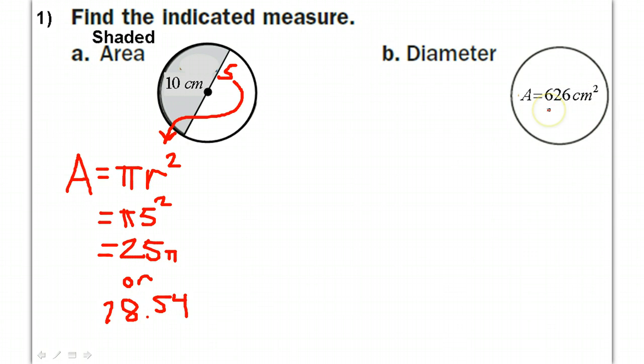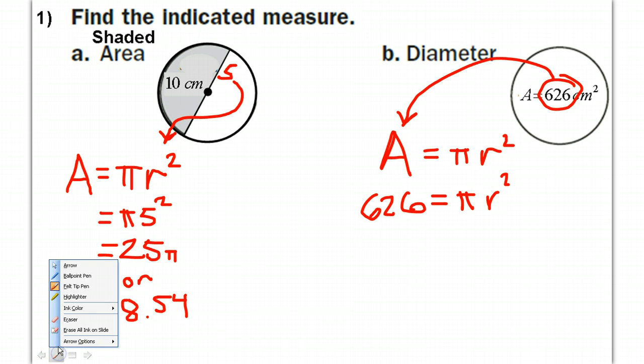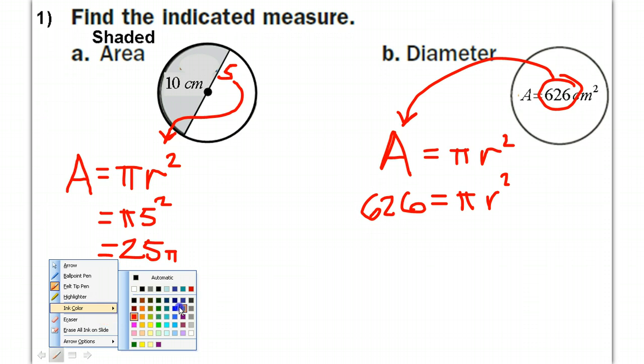If I give you the area, the first thing you should do is write down the area formula. Area is pi r squared. I'm given this area, so I'm going to substitute that in for area. So that's going to be 626 is equal to pi r squared. Excellent. We're going to divide by pi on both sides, just like you said.